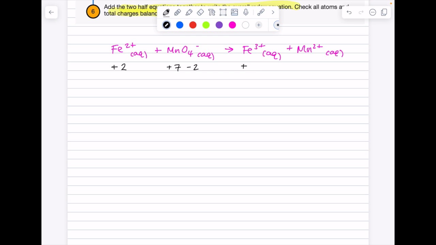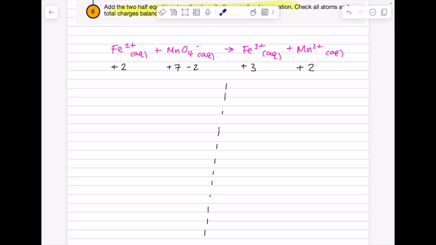Iron over here is straightforward, and again the same is true for manganese. Let's break up our page into two to separate out the reduction and oxidation sides. Check the oxidation states to see what's been oxidized and what's been reduced. The iron has gone from +2 to +3, so oxidation has occurred. Manganese over here has gone from +7 to +2, so reduction has occurred. Write everything down, separating your reduction and oxidation sides.